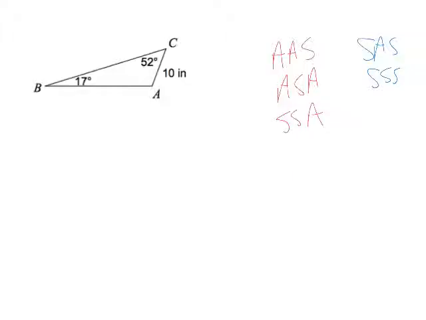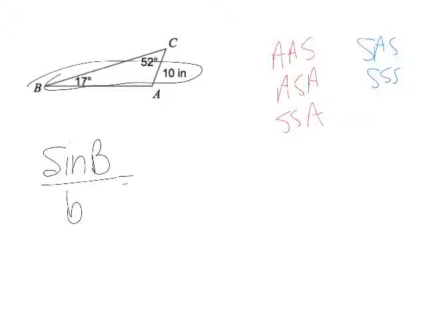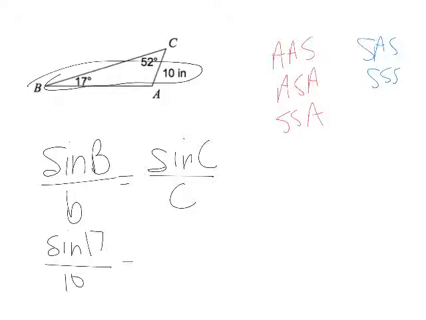When you do this, you have to start with the angle and side that you have a pair of. You have angle B and you have side B, right? So I'm going to do the sine of B over B equals, and I'm just going to do sine of C over C because it's there. So sine of 17 over 10 equals the sine of 52 over C. I don't know what that one is.